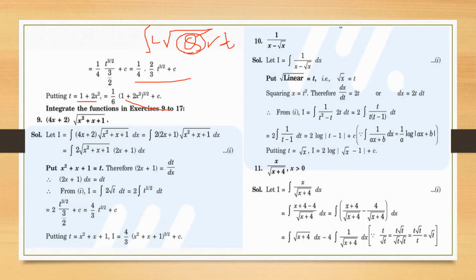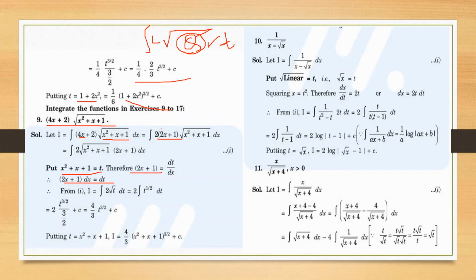Number 9 is this. The derivative of x square plus x plus 1 is 2x plus 1, right? So if you take 2 common from here, you'll get 2x plus 1. So my purpose is solved, right? That means my x square plus x plus 1 is t. So 2x plus 1 dx equals dt. So that means your integral will become, this 2 will be there.